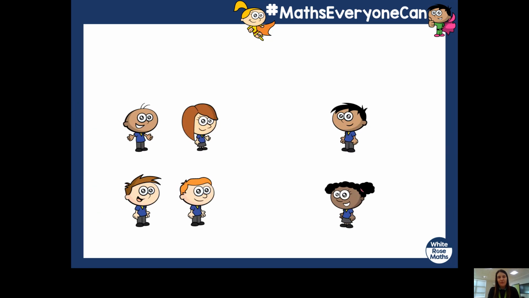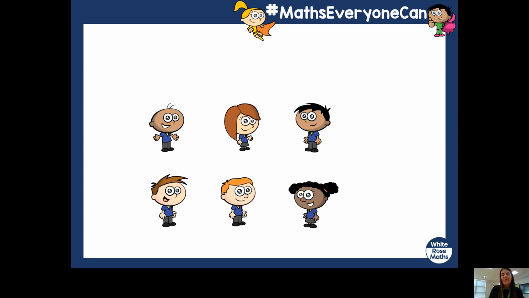Now, here are some children who are going to help us learn all about pairs. How many children are there all together? Can you count them? Yes, there are 6 children. 1, 2, 3, 4, 5, 6. So there are 6 children.